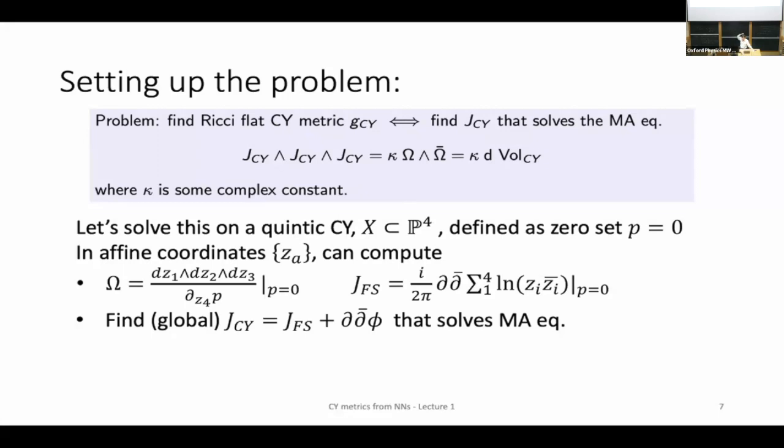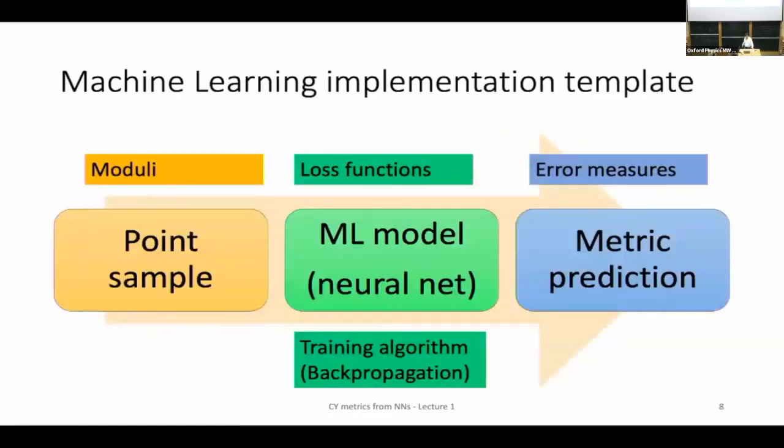Similarly, for the Fubini-Study metric, we have its explicit form here. So what we want to do then is to find a Kähler form, which is globally defined and which solves this Monge-Ampère equation. So how do we do that if we want to put this into a machine? Well, the first thing we need to do is to take what we know about the Calabi-Yau manifold and give that data to the computer.